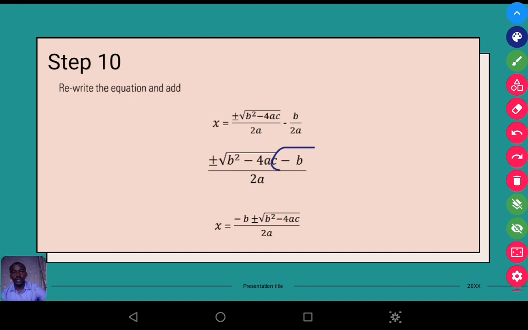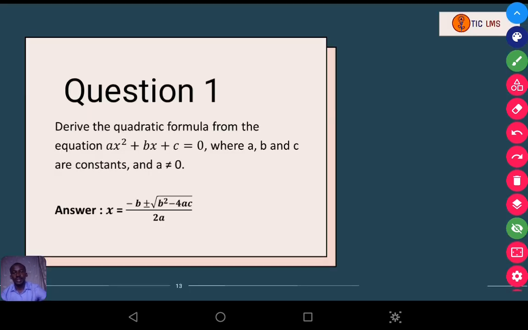Okay, then the next thing is we're free to transfer this negative b from that side to the other side, and then we have your plus or minus b squared minus 4ac. So this is what the quadratic formula actually looks like. So here it is. Here is the answer to the question.